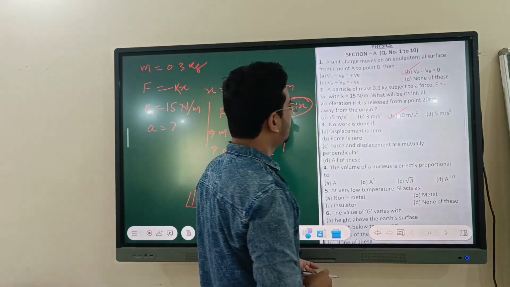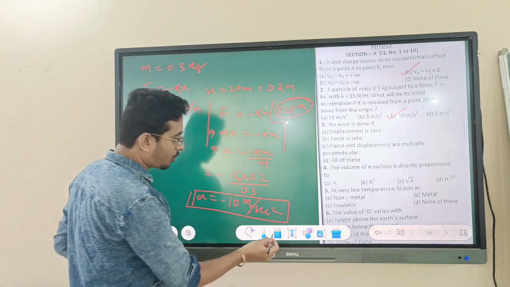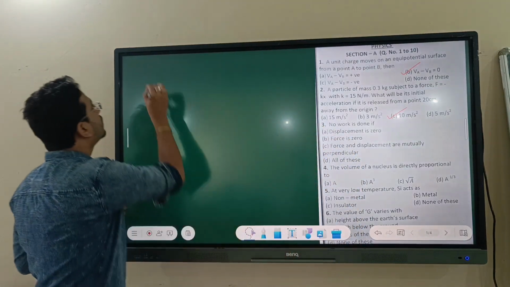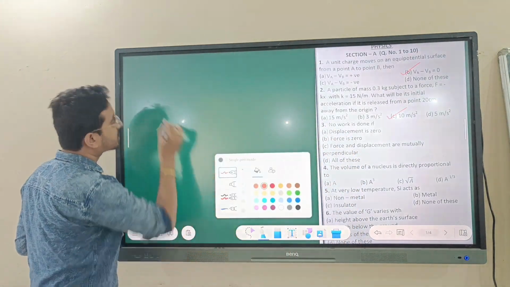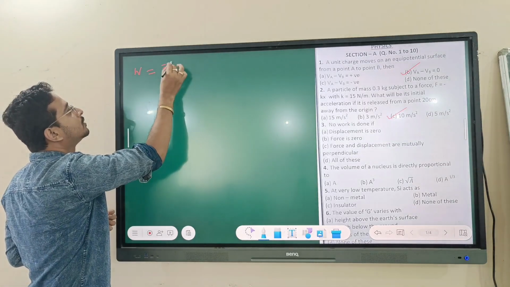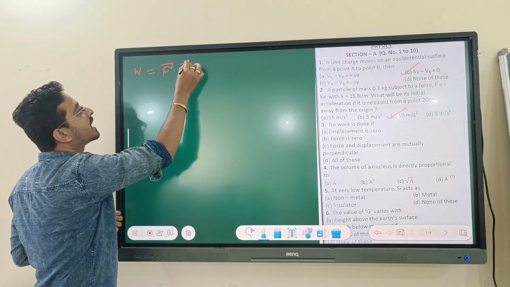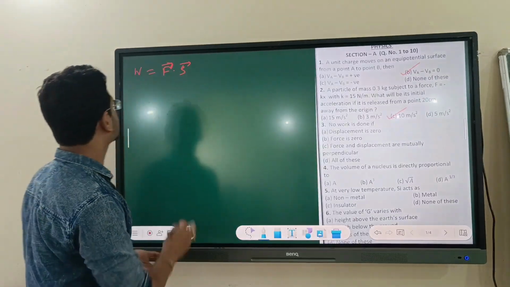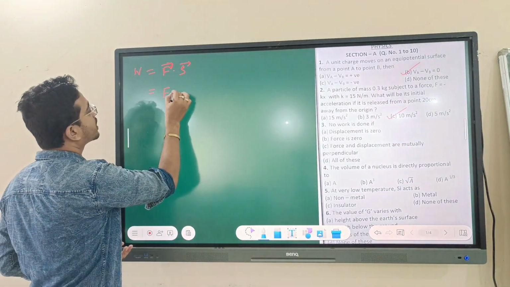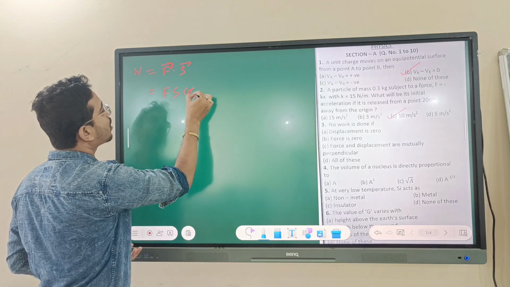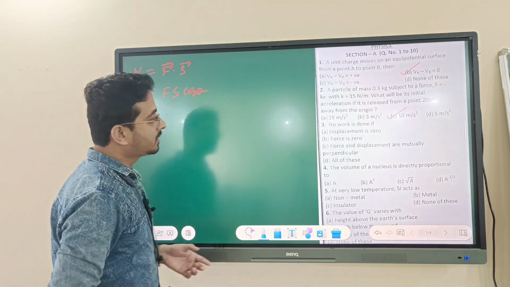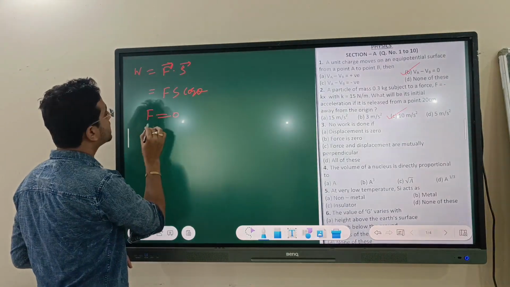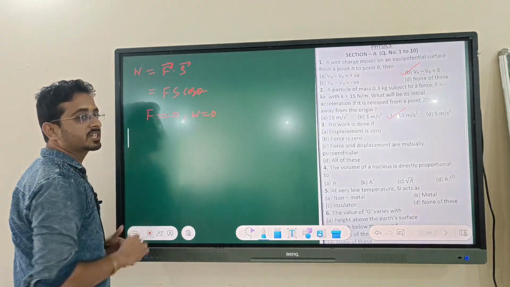Then question number 3: no work done if. The question is about work done. We know the formula for work done is W equal to the dot product between force and displacement. And as that is a dot product, I can write W is equal to Fs cos theta. Then three cases arise. If F is equal to 0, then W is equal to 0 because one term is 0 here.